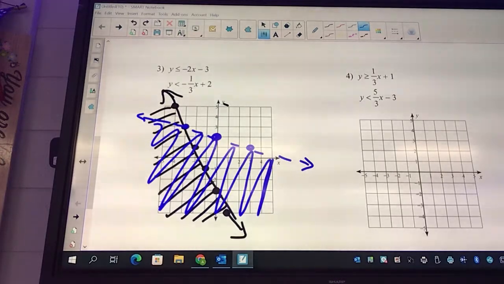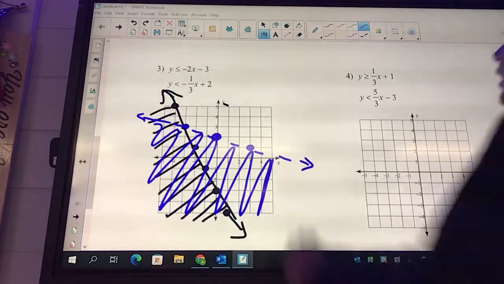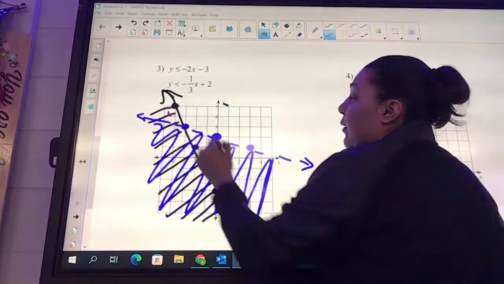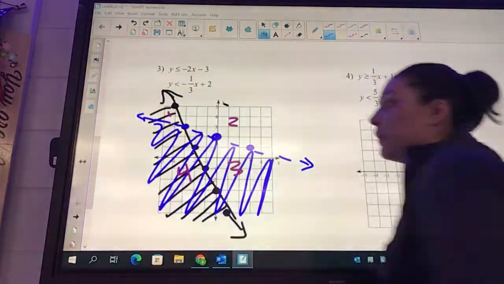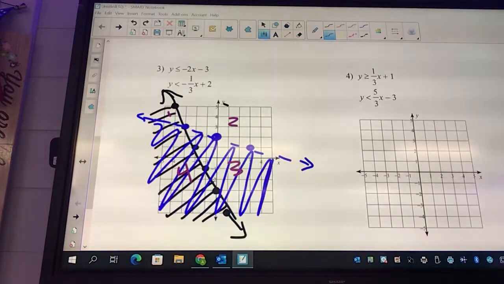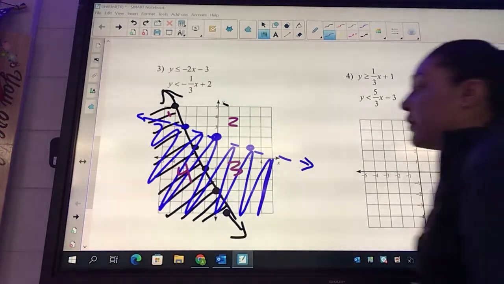Where is it shaded twice? Okay, we kind of have 4 spots, like this spot where it's just black, nothing, just blue and black. Which spot would that be? Okay, it would be the blue and black, or section 4.